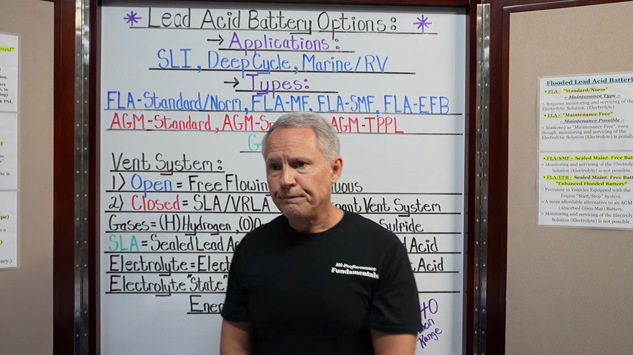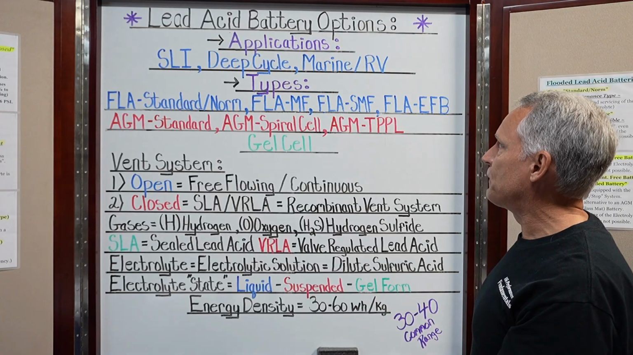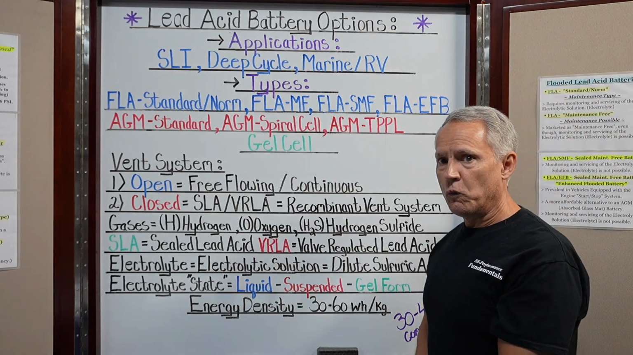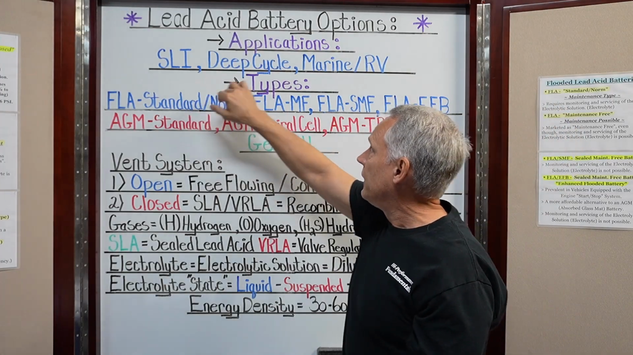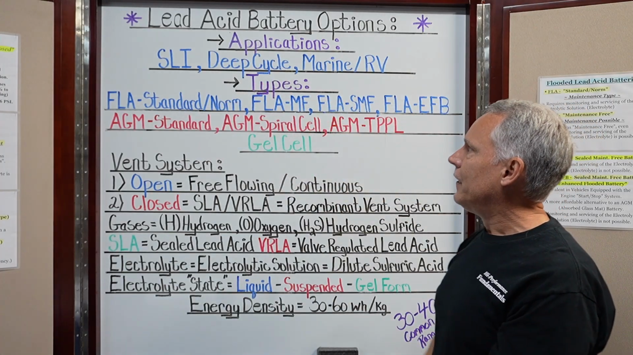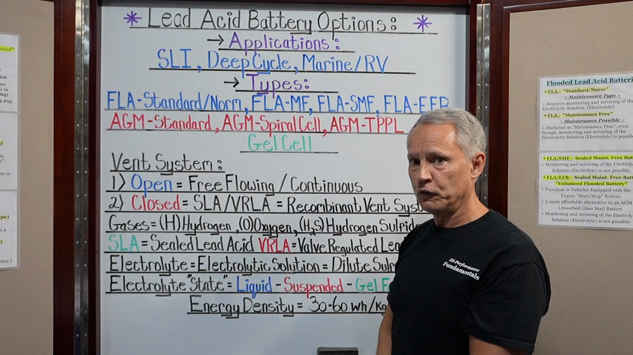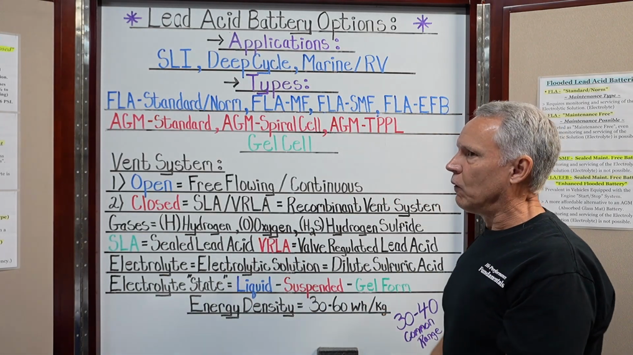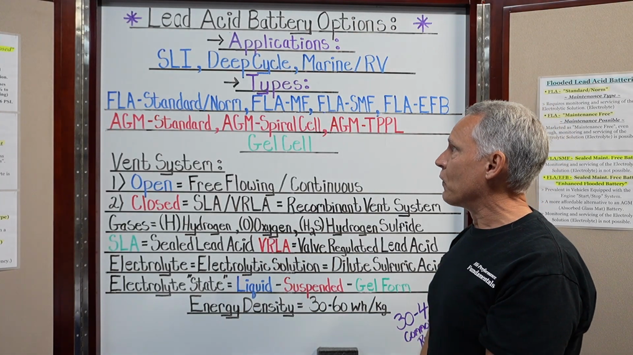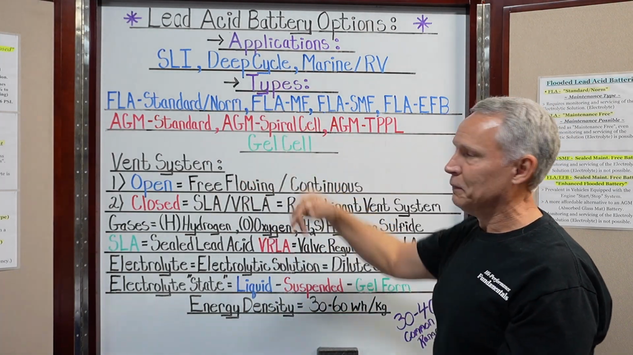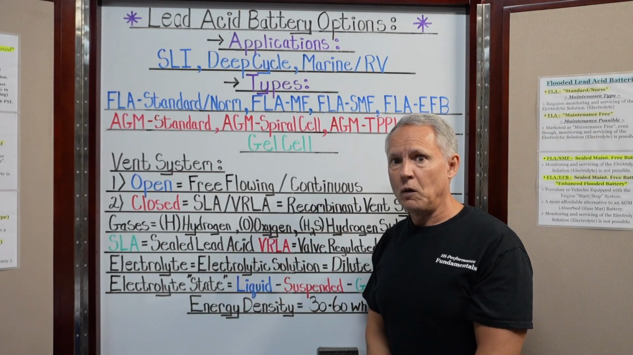Now let's get started. Lead acid battery options. Last time, in the last video, what we talked about was your applications. There are three: your SLI, your deep cycle, and your marine or RV battery. SLI meaning starting or starter, lighting and ignition, also known as your starter battery. Deep cycle can also be considered like a power supply battery. And a marine RV is a dual purpose SLI or starter deep cycle battery. I'm not going to get into that any deeper because that's not what this video is about.